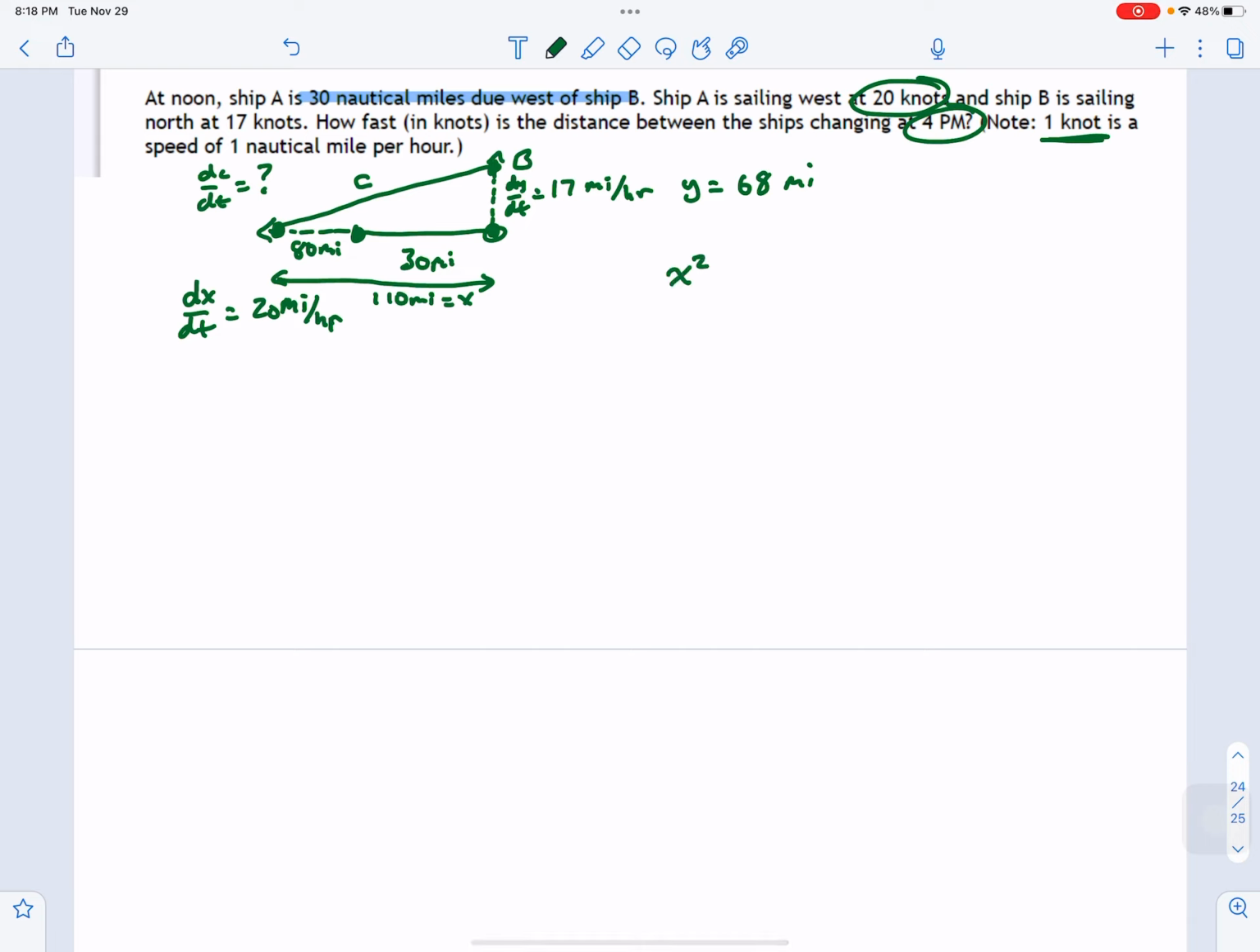x squared plus y squared is equal to c squared. And since we're looking for the change in c, we're going to have to take what? The derivative. So we'll take the derivative of this here.